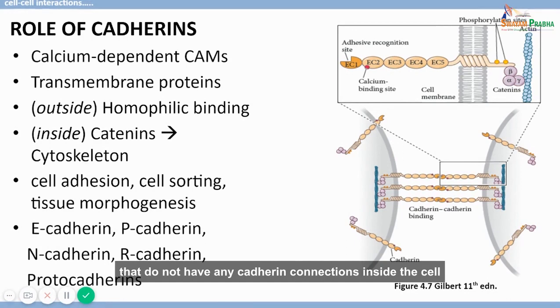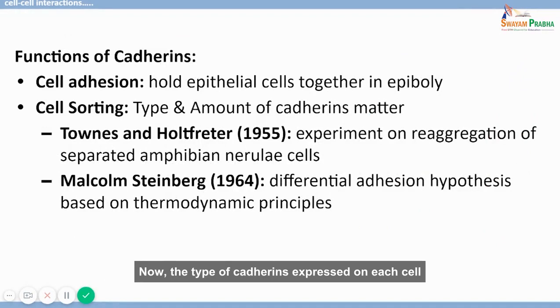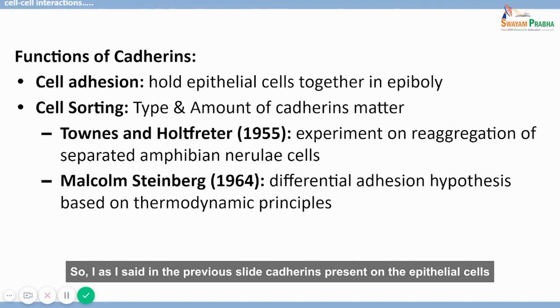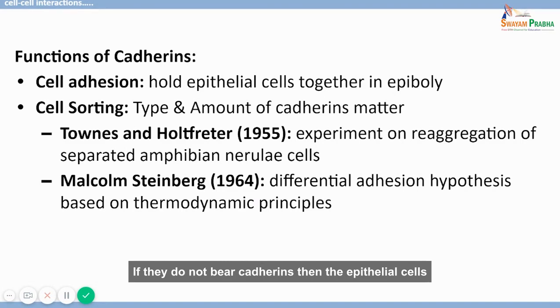Now, the type of cadherins expressed on each cell actually govern certain phenomena between the cells, like they help in governing cell sorting or the cell adhesion among the embryonic cells. So cell adhesion basically means holding the cells together. So as I said in the previous slide, cadherins present on the epithelial cells help in holding them together during epiboly. If they do not bear cadherins, then the epithelial cells will not be able to stick to each other or adhere to each other, right?